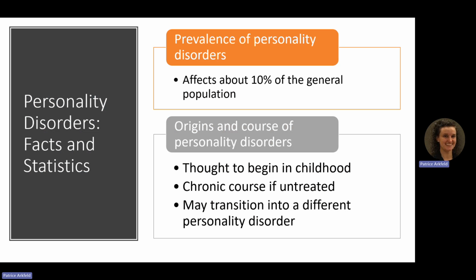So, a couple of things on personality disorders. As a prevalence, about 10% of our population is expected to have a personality disorder, at least one. This 10% also includes the people who have multiple personality disorders. They don't get double counted in this regard. So about 10% of people in the United States are going to meet the threshold for a personality disorder diagnosis.